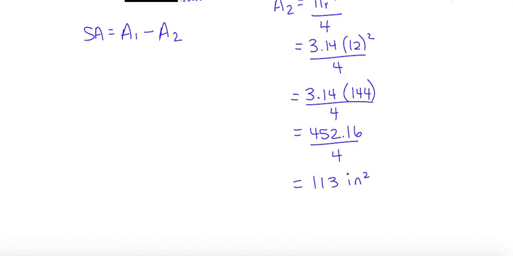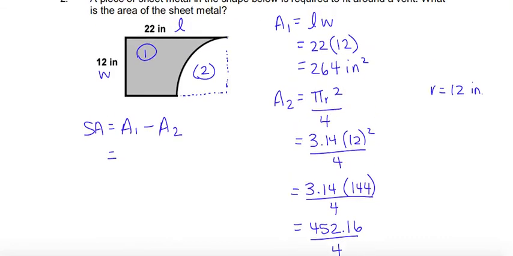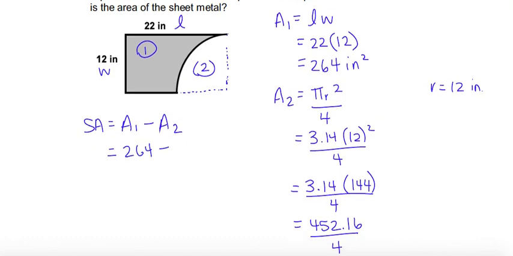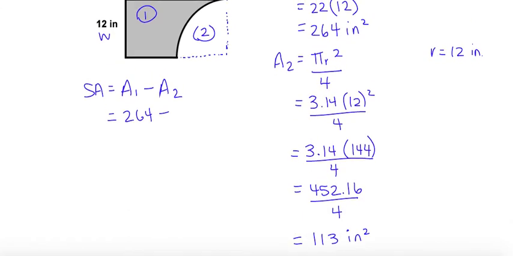So now I know the area of my full rectangle. So the area of shape 1, if I go back up here, was 264 inches squared. The area of my quarter circle I just worked out to be 113. So now I can subtract these two values to show that the area of my shaded region is 151 inches squared.